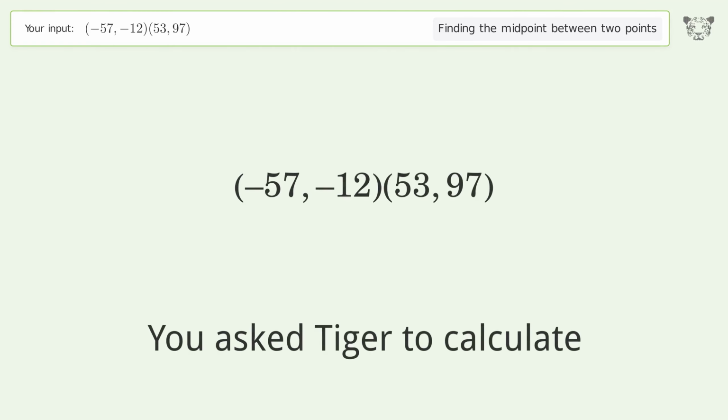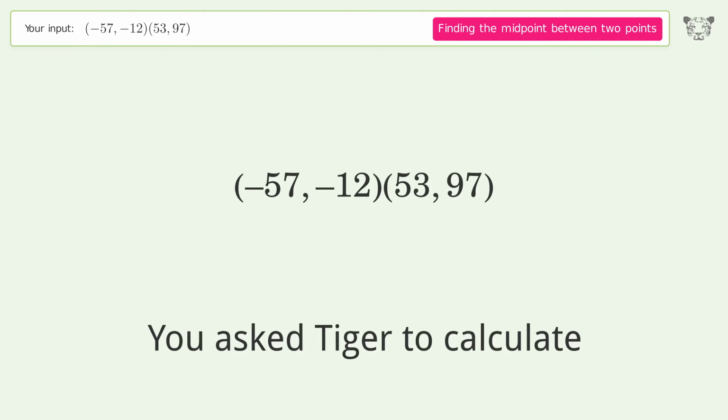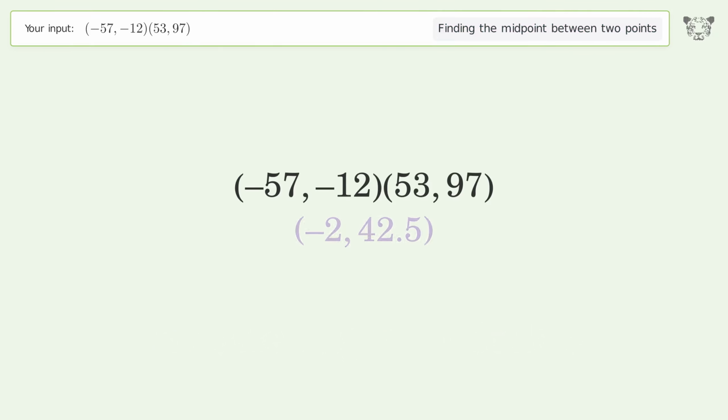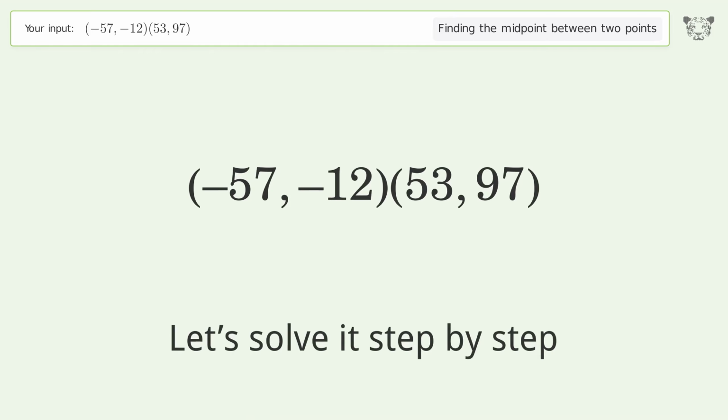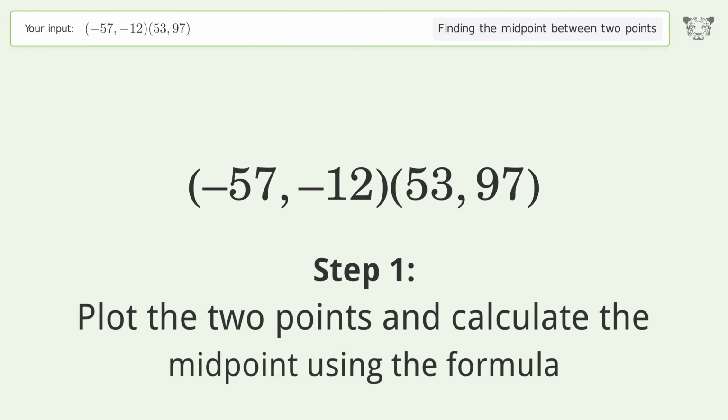You ask Tiger to calculate. This deals with finding the midpoint between 2 points. The midpoint between the 2 points is -2, 42.5. Let's solve it step by step. Plot the 2 points and calculate the midpoint using the formula.